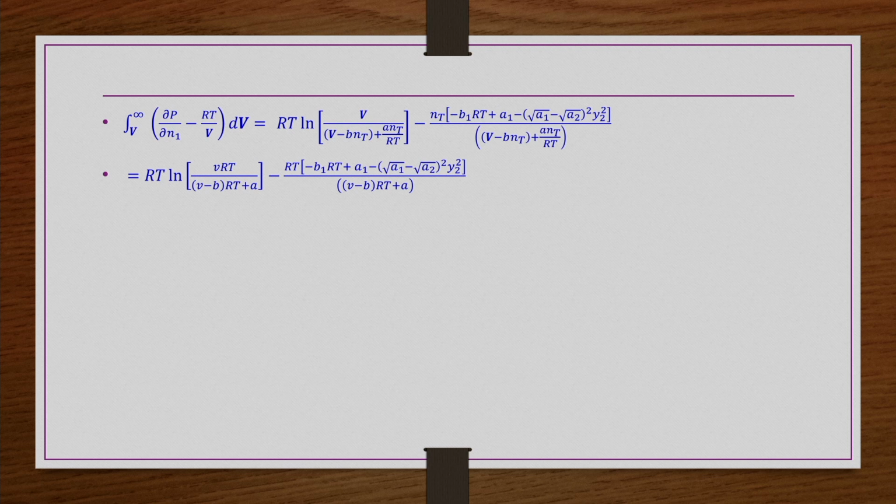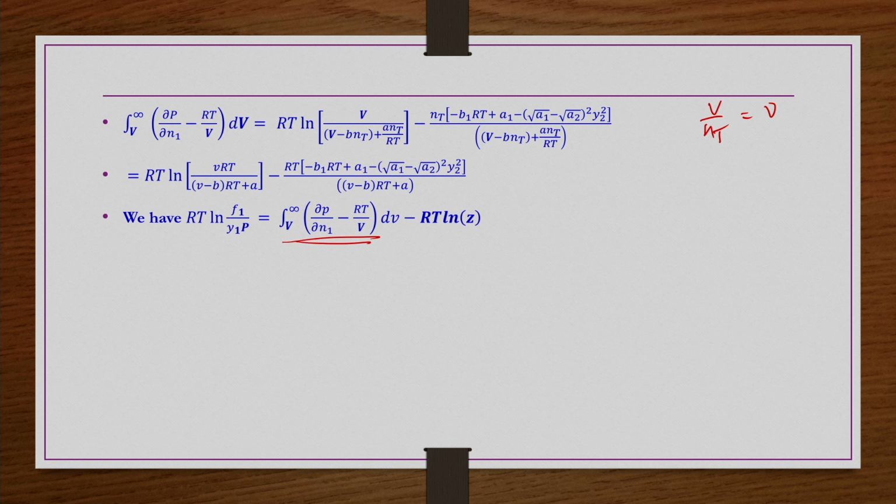Further, you can simplify by dividing the numerator and denominator of both the terms by Nt, so that capital V by Nt I can write as small v, molar volumes. So, that is what we have done here. Then this particular term, integral dou p by dou Ni minus RT by V, in that equation number 53, RT ln F1 by Y1 P is nothing but integral V to infinity dou p by dou Ni minus RT by V dV, minus RT ln Z, if it is pressure explicit form. If the equation of state is pressure explicit form, this one we just derived here. So, that we will be substituting here now.